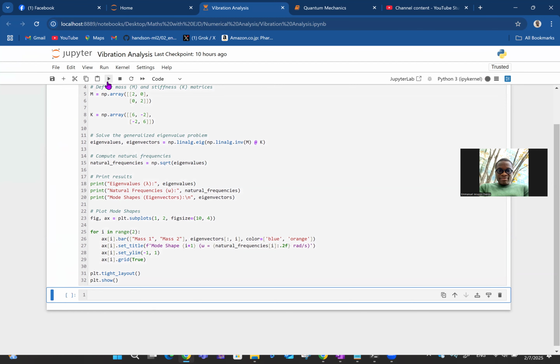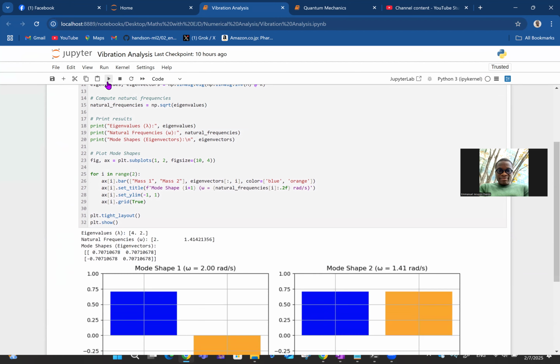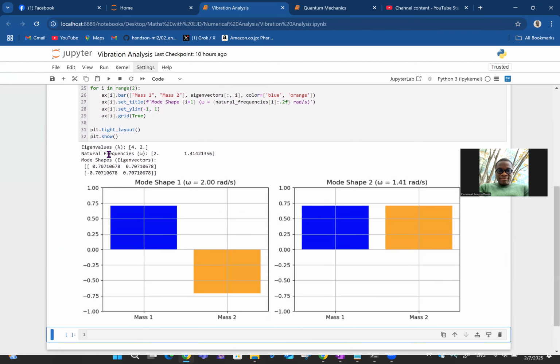So if I run this now, we have the results coming. Okay, so just like we got eigenvalues 4 and 2, the natural frequencies corresponding to them are 2 and 1.41, root 2 if you like. Then the mode shapes. Because of the abbreviation here, if I use 1.414, I'm going to get it, but this is more or less like 1, 1, minus 1, 1 that I did the other time. So this is fine, and these are the masses corresponding to that.